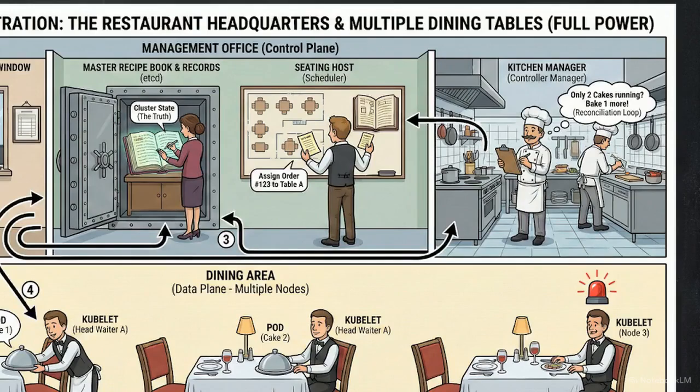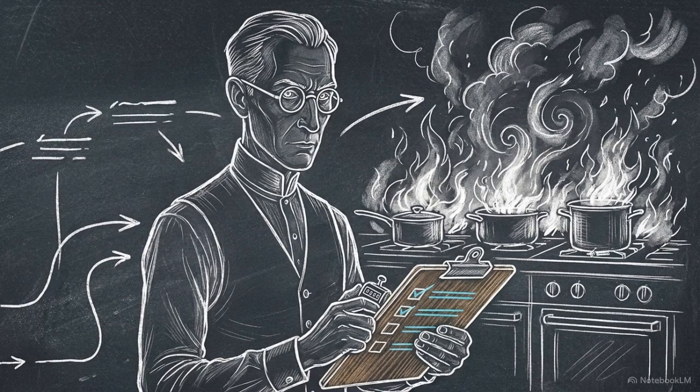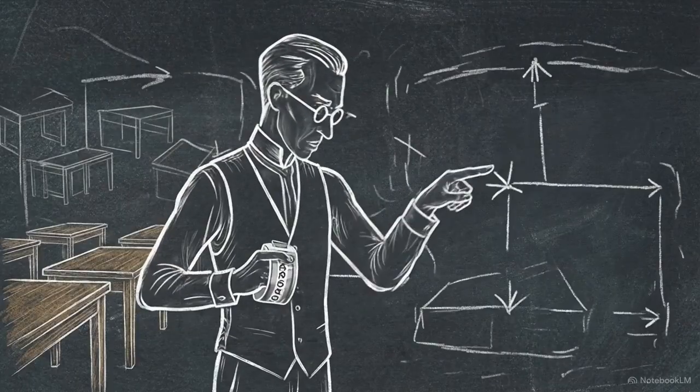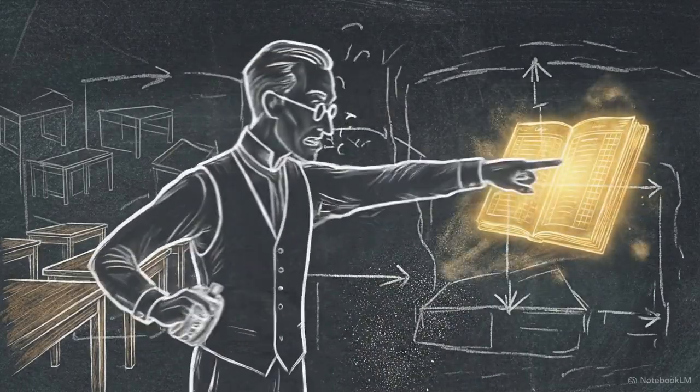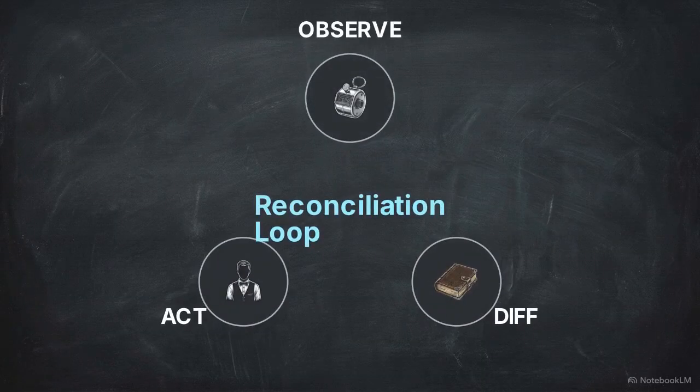On the far right of this diagram, we meet the most obsessive entity in the office, the kitchen manager, or the controller manager. He constantly walks around with a clipboard, observing the current count of the dining room. He has a very specific management philosophy. He completely ignores why things happen. He only cares about comparing the live count of cakes on the floor to the official desired state written in the master ledger. This flowchart illustrates his primary tool, the reconciliation loop.